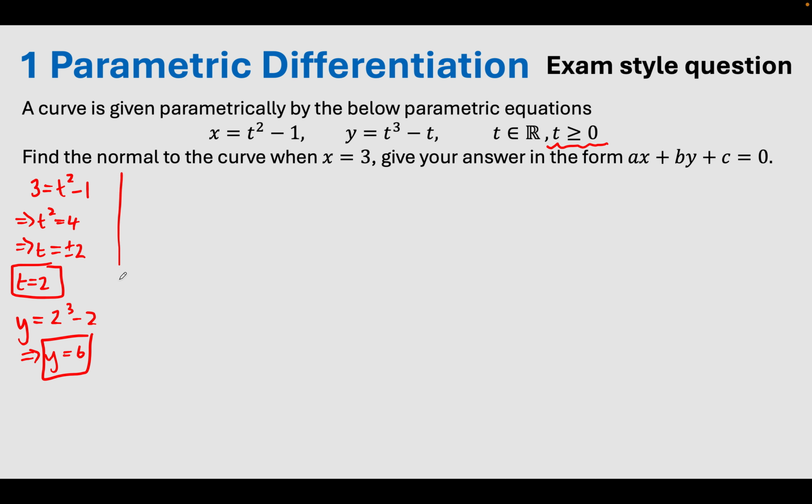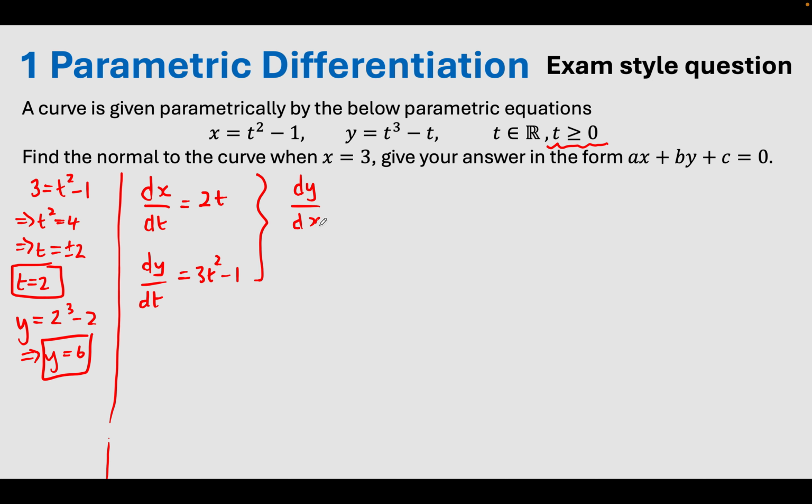Now, let's get on with our parametric differentiation. So, just like in the last two examples, dx/dt is just 2t. dy/dt is 3t squared minus 1. Combining these together, I get dy/dx is equal to 3t squared minus 1 over 2t. So now I can evaluate my dy/dx at t equals 2.